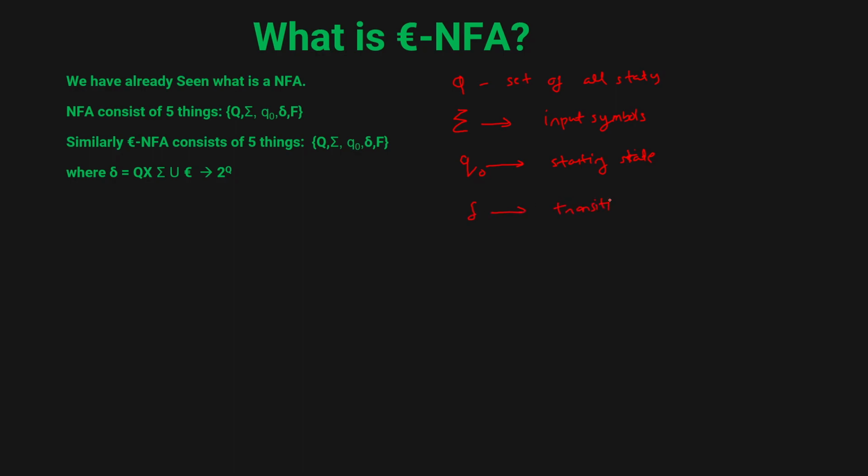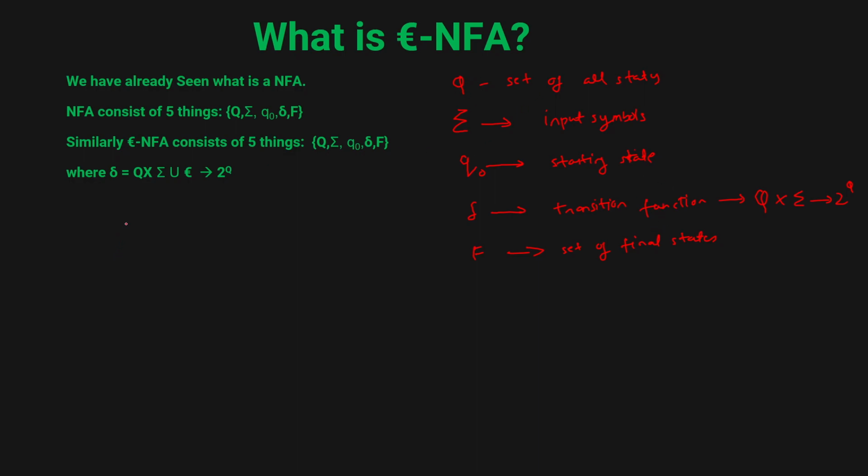Now in NFA, the transition function del is expressed like this: Q, that is the set of states, multiplied by the input symbols, is going to give us 2 raised to the power Q. So this is the transition function. And then we have F, which is the set of final states. Alright, so this is what NFA consists of.